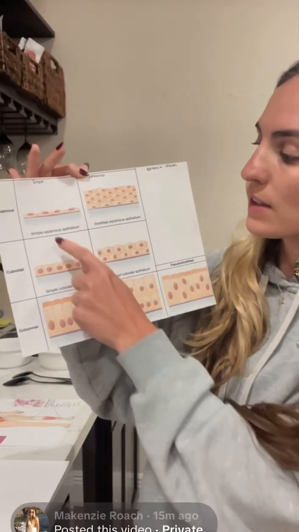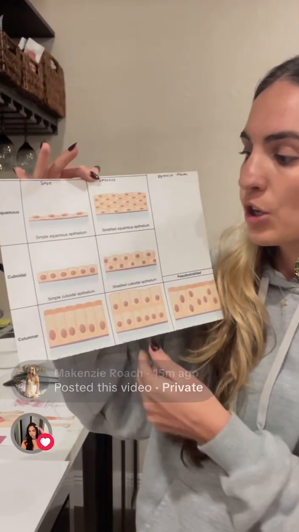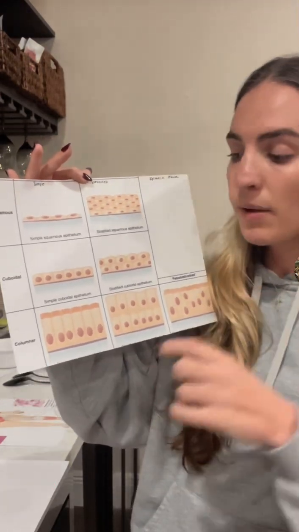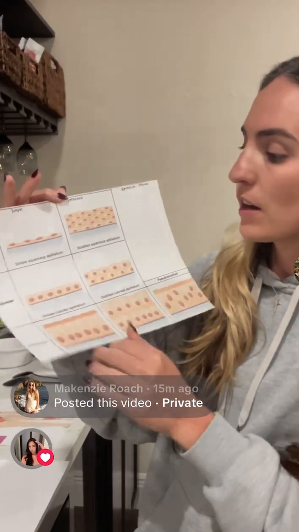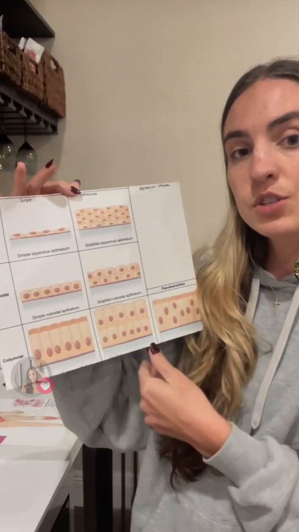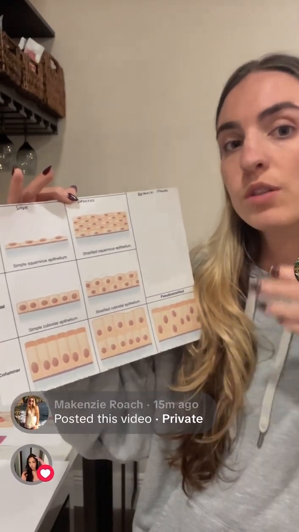levels. The squamous shape is a flat shape, cuboidal is a cube shape, and columnar is a long column-like shape. The simple types of cells will have one layer, while stratified has more than one layer.